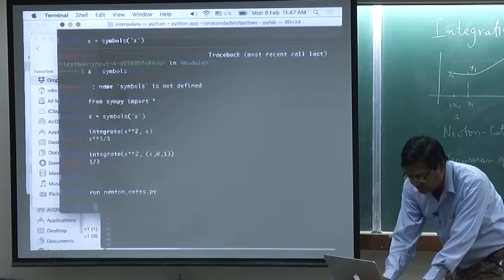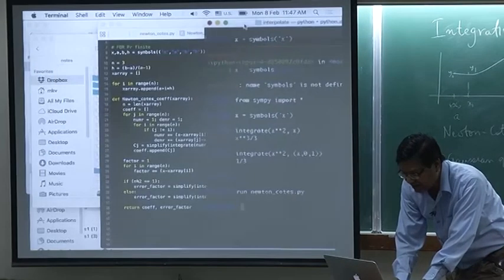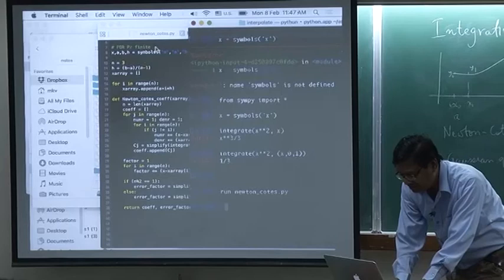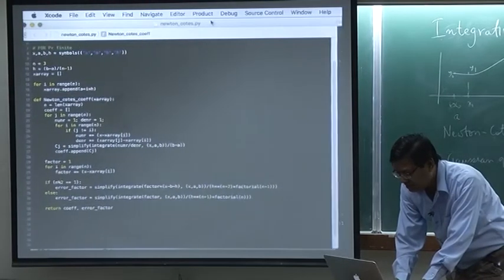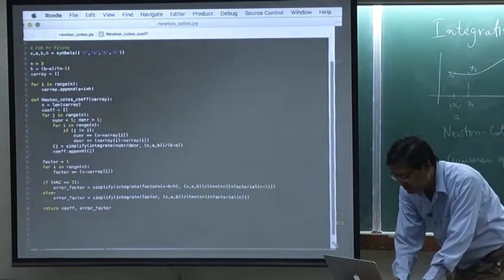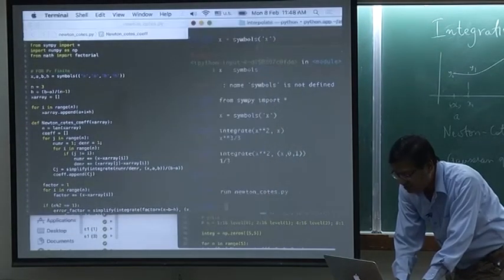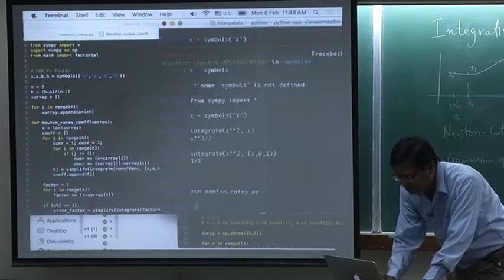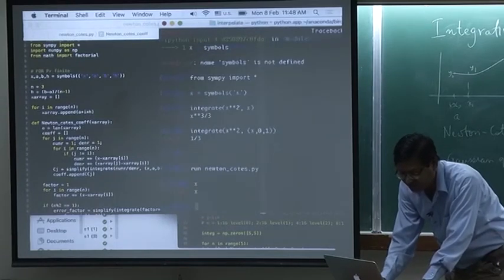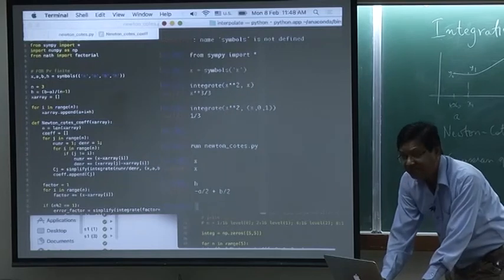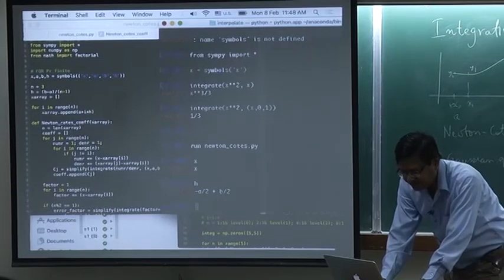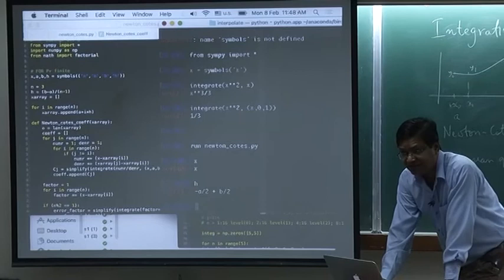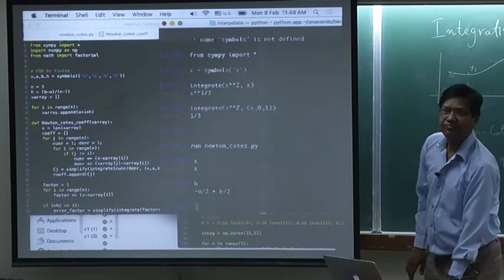So run Newton-Cotes. So I have to run this function. So let's see. So it has defined the function. So I need to run it. So you can see what is x. X is a symbol. What is h? H is, so I am using n equal to 3. So n is 3, so yeah, 3 minus 2. So that is h.